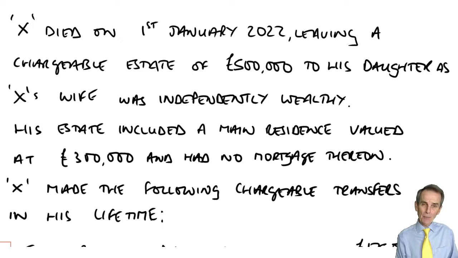We have our taxpayer X here, very appropriately X, because they've died. X died on the 1st of January 2022, leaving a chargeable estate of £500,000 to his daughter, as X's wife was independently wealthy. Now, it's not that I or the examiner is justifying why X has decided not to give anything to his wife but to give it all to his daughter. No, this is not a family issue here.